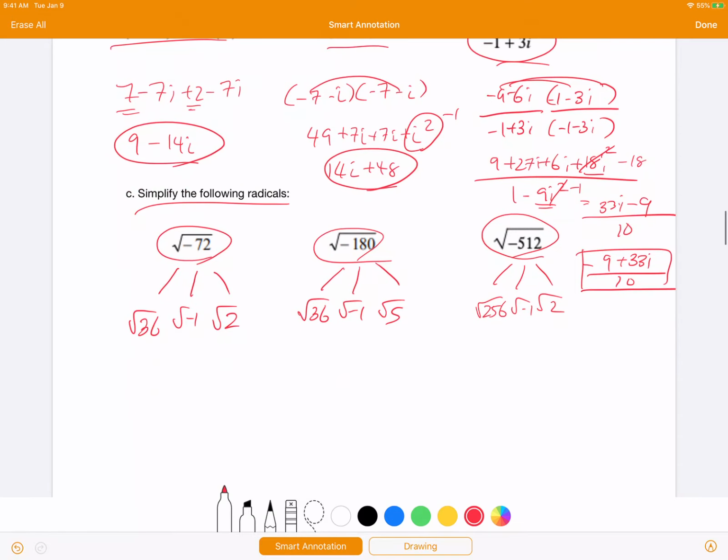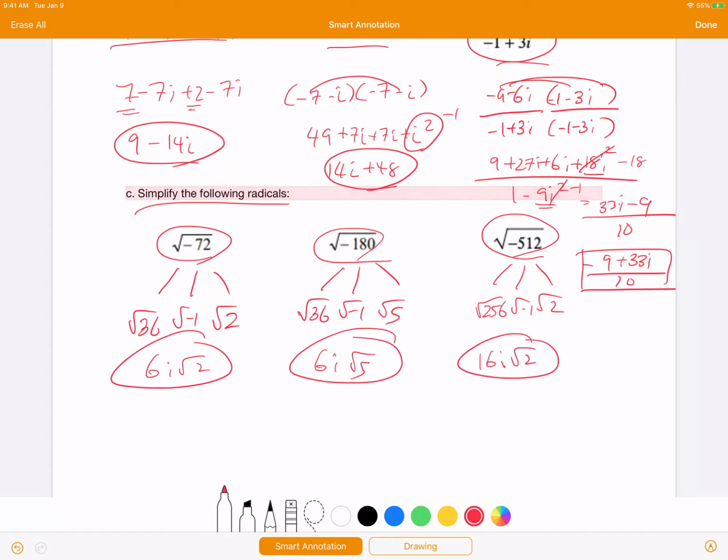So then if I were to simplify these, it would be 6i square root of 2, 6i square root of 5, and then 16i square root of 2. These three would be the answers to these three questions.